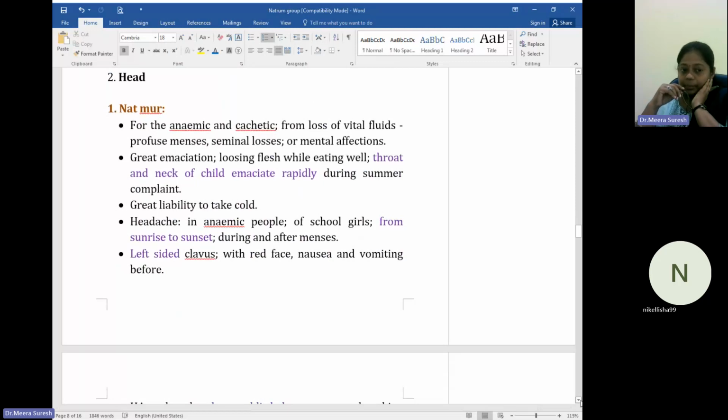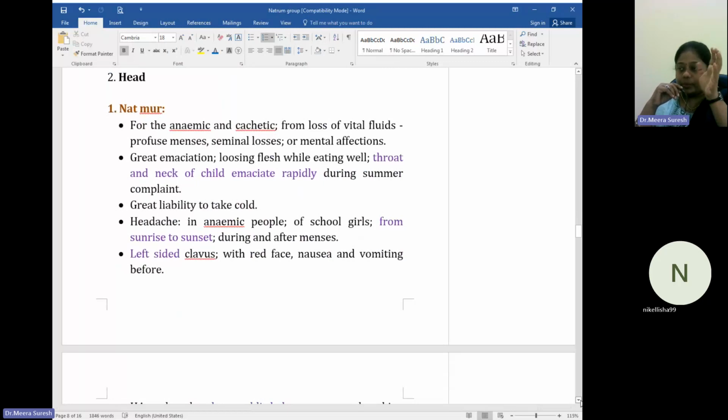The constitution will be anemic and cachectic, where there is loss of vital fluids. It can be due to profuse menses or seminal losses. Whichever be the reason, there is extreme loss of fluid, resulting in symptoms or mental affections. Then there will be great emaciation. The person will be losing flesh while eating well. Throat and neck of child emaciate rapidly. I told you already that emaciation will be more common in the neck region.